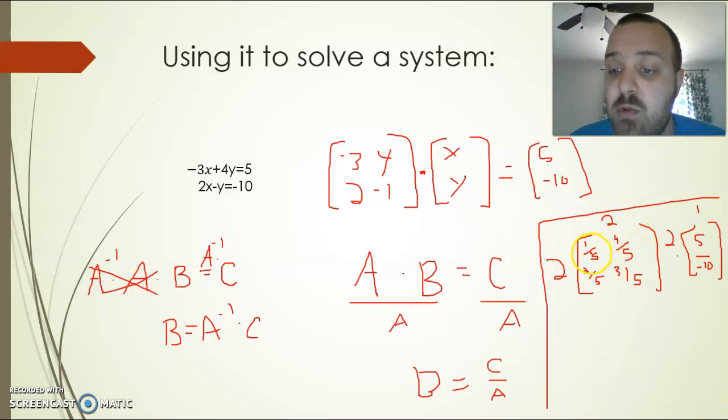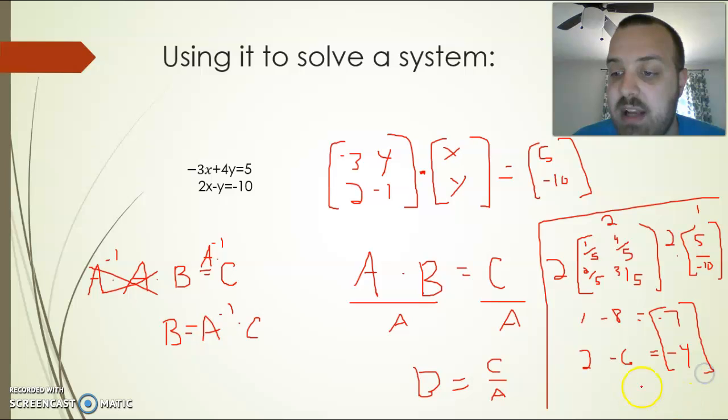So if I go ahead and I do 1/5 times 5, I'm going to get 1. And then 4/5 times -10, I'm going to get -8. Add those together, I will get -7. And then for the other one, I'm going to do 2/5 times 5. That'll give me 2. We'll do 3/5 times -10. That'll give me -6, which will get me -4. The answer to my problem is going to be this matrix right here that I just got, -7, -4.